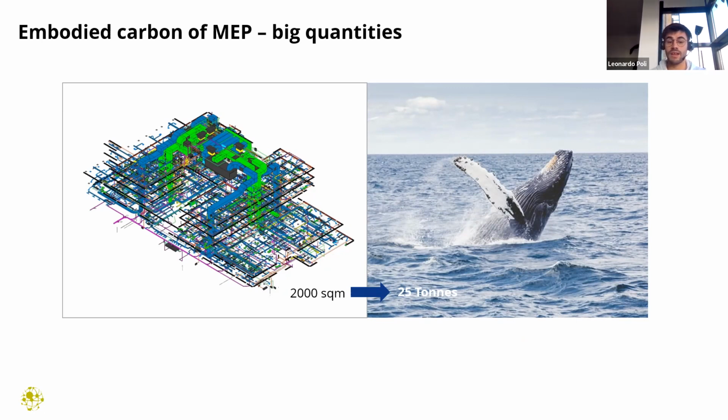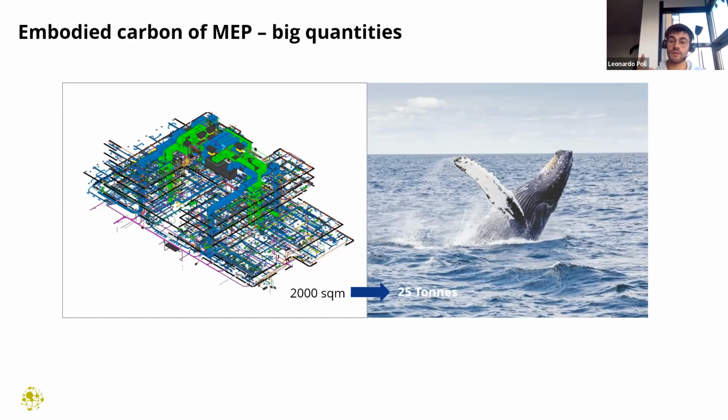This is one of the building elements that is not exactly visible. Most of the time it's hidden, and it's quite hard to get an understanding of what exactly goes into a building unless you're in the sector or unless you're an MEP engineer. So just to give you some perspective, a 2,000 square meter building can have up to 25 tons of MEP equipment. As shown here, it's almost the weight of a fin whale.